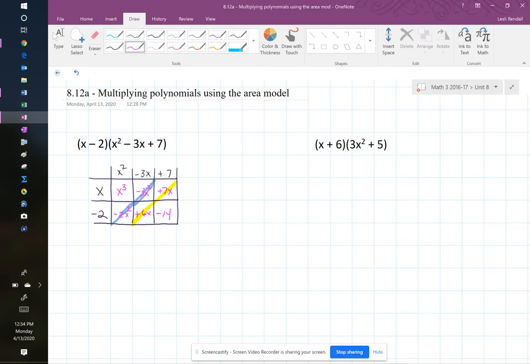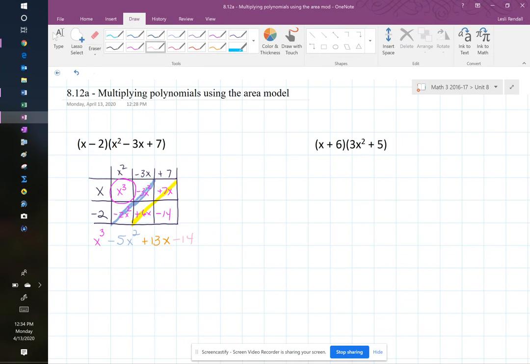So at this point, we're going to combine like terms. We're going to start with this upper corner. We have x cubed, and then we have negative 2x squared minus 3x squared, so negative 5x squared. We have the yellow 6x plus 7x is 13x. And then we have that constant at the back, negative 14. So when we multiply x squared minus 3x plus 7 times x minus 2, we get a cubic because x times x squared. And when you notice down at the bottom, we get the same thing.